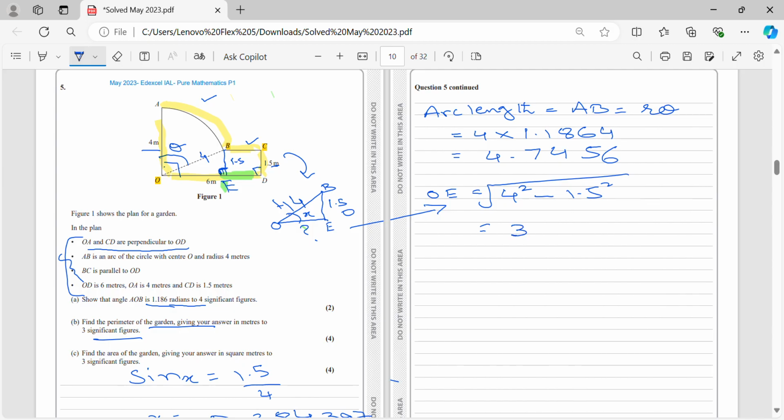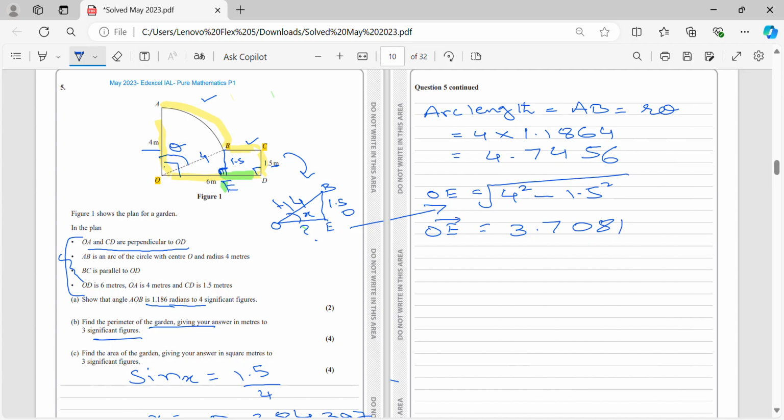Right, 4 squared is 16, minus 1.5 squared, and the square root is 3.708. Let me recheck again. Square root of 4 squared minus 1.5 squared, the answer is 3.7080. Yes, 80 or 81, let's round up to 81. This is OE.